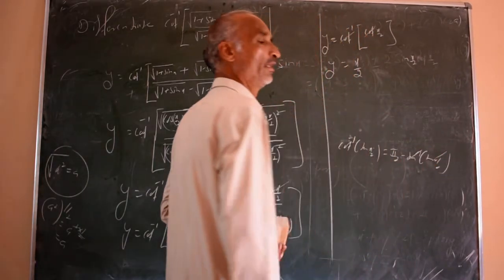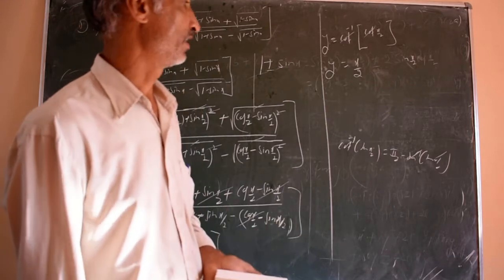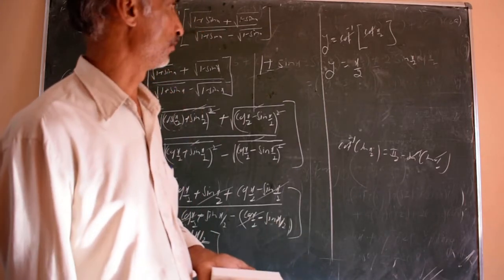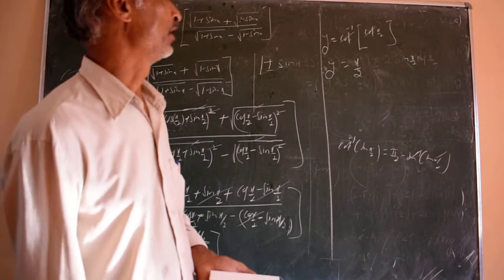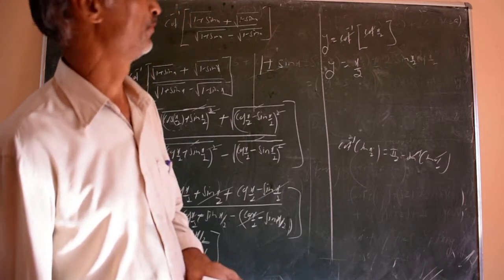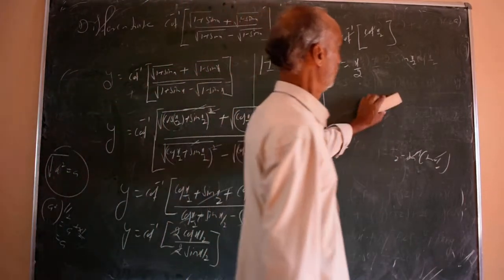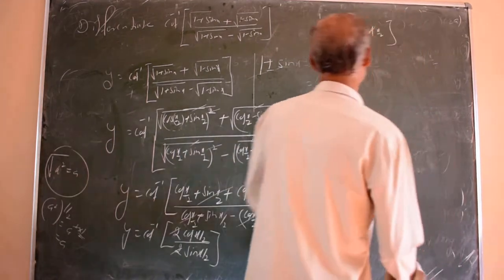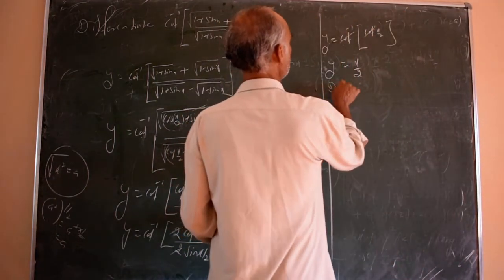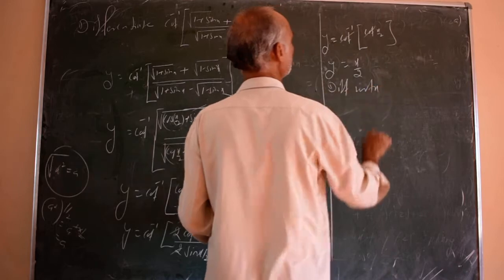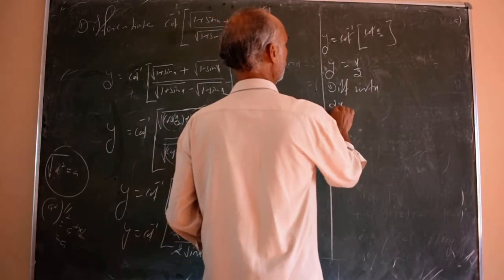Then it cancels. Then you are left with minus x by 2. If it is taken like that, then you will be left with pi by 2 minus x by 2. Okay. So y is pi by 2 minus x by 2, differentiating with respect to x, then dy by dx.